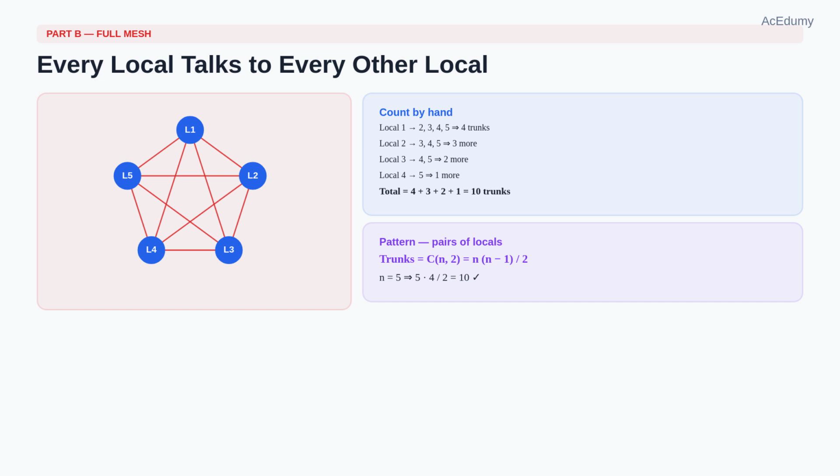The pattern is the sum from 1 up to n minus 1, which is the binomial coefficient n choose 2, n times n minus 1, all divided by 2. For n equals 5, that gives 5 times 4 divided by 2 equals 10, exactly what we counted by hand.